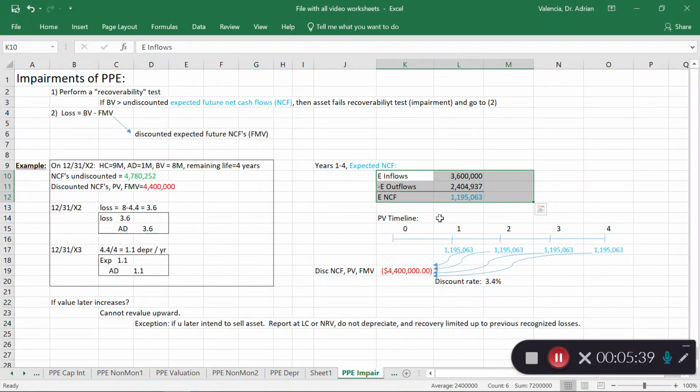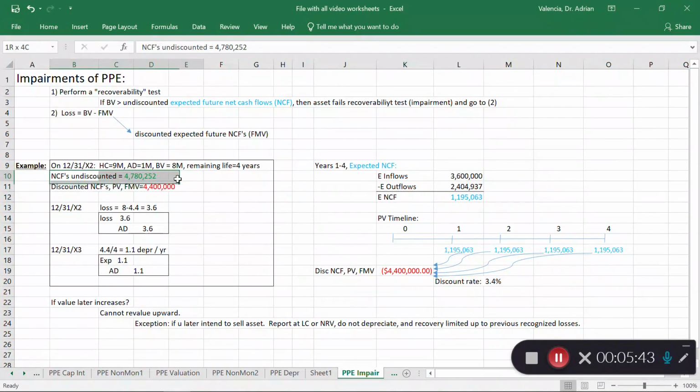So for purposes of you being able to see where the numbers are coming from right here, I do a timeline here. So the present value timeline at point 0, and by the way, this would be 12/31/2, just so that it parallels what we have here. So 12/31/2 in this particular timeline would be point 0.